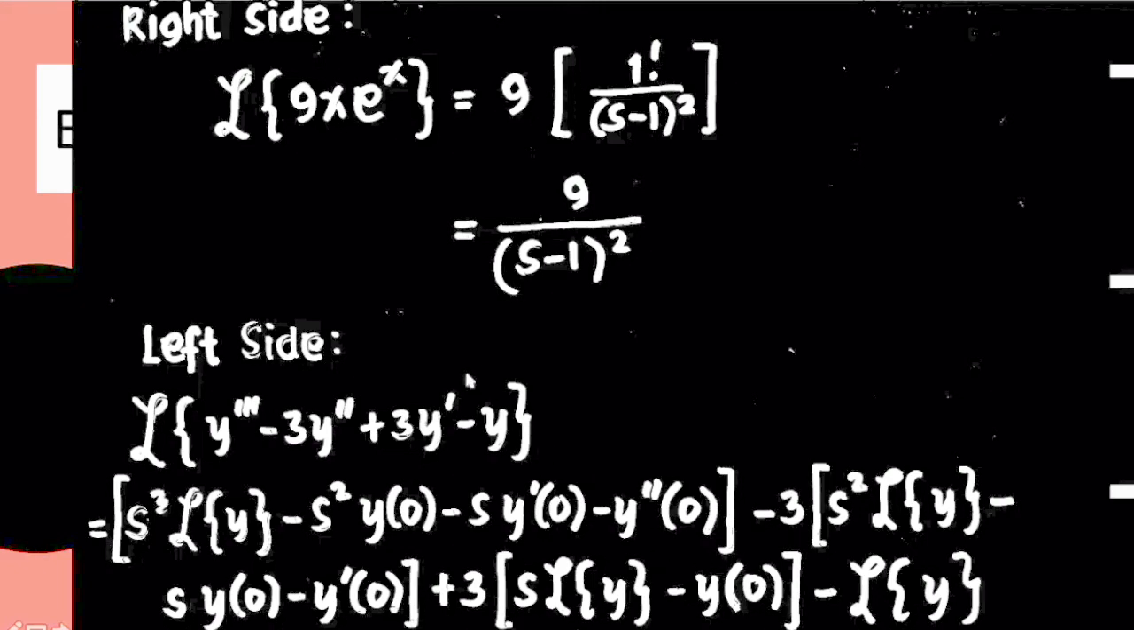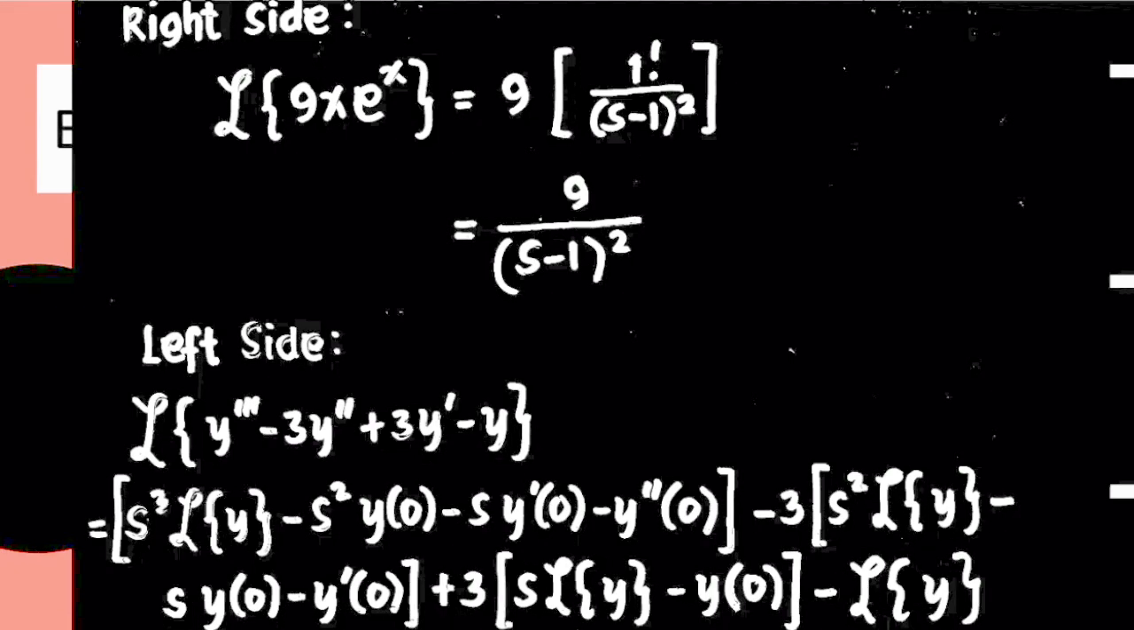And then the third term: find the Laplace of 3y prime. So 3 is a constant, so you put that before the Laplace symbol. So we have 3 times the Laplace of y prime, which is equal to s times Laplace of y minus y of 0. Finally, we have minus the Laplace of y. So you just have to write it in this form.